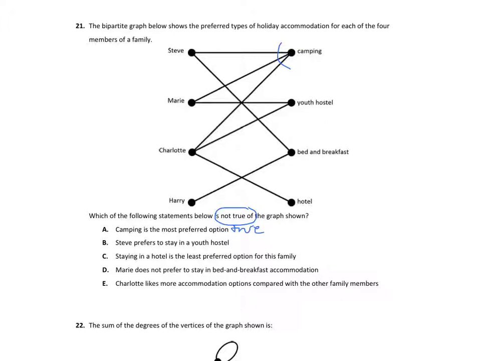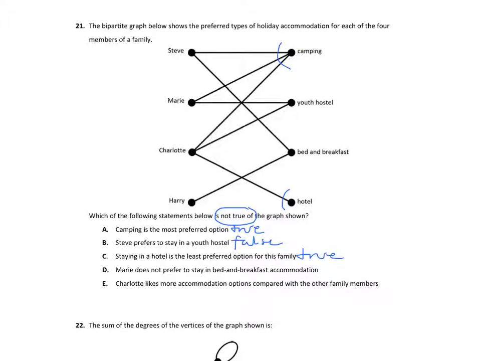Steve prefers to stay in a youth hostel. So does Steve have a connection to the youth hostel? No, he doesn't. So that is false. But let's just check the rest to make sure. So staying in a hotel is the least preferred option for this family. And yes, the hotel is the only one with 1 preference. So that is a true statement.